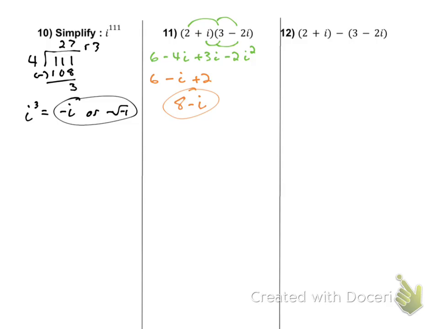We are subtracting, but let's limit our mistakes. Let's distribute that negative so that we have 2 plus i minus 3 plus 2i. Combine like terms, and we'll have negative 1 plus 3i.